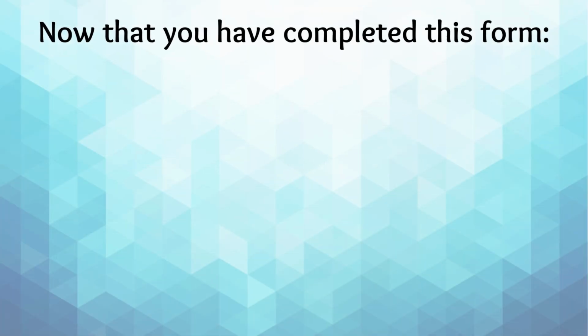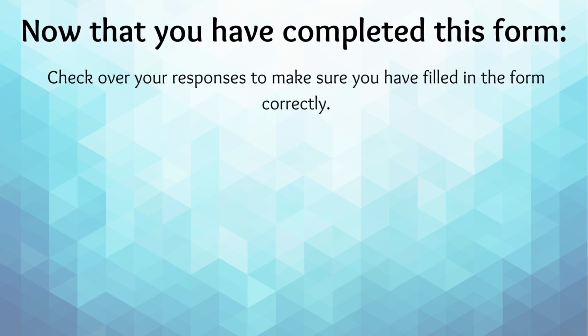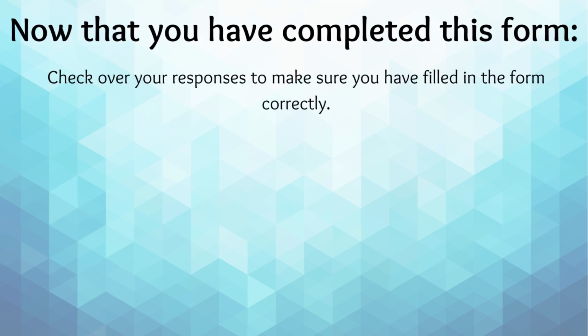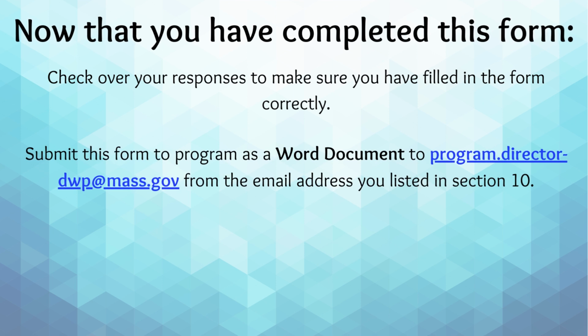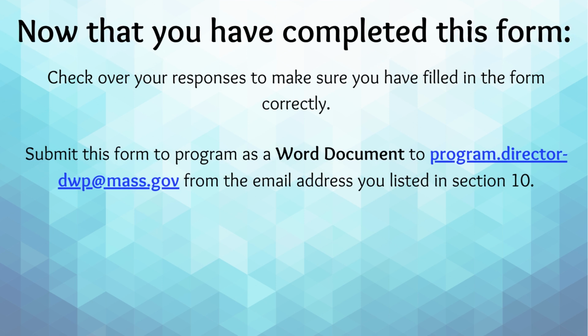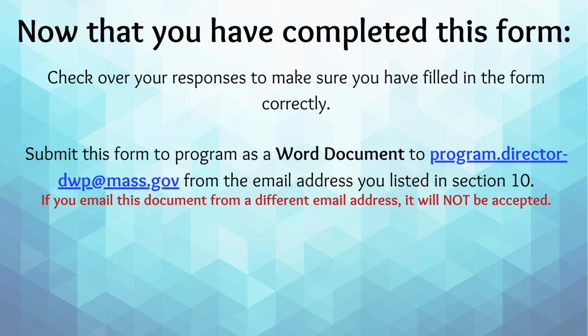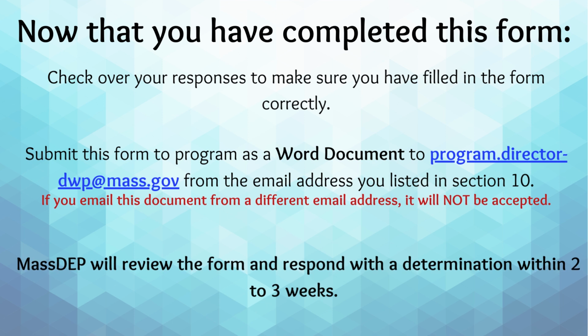Now that you have filled out the form and double-checked everything to make sure it is filled in correctly, submit this form as a Word document to program.director-dwp@mass.gov from the email you listed in Section 10. If you email this document from a different email address, it will not be accepted. MassDEP will review the form and respond with a determination in 2 to 3 weeks.